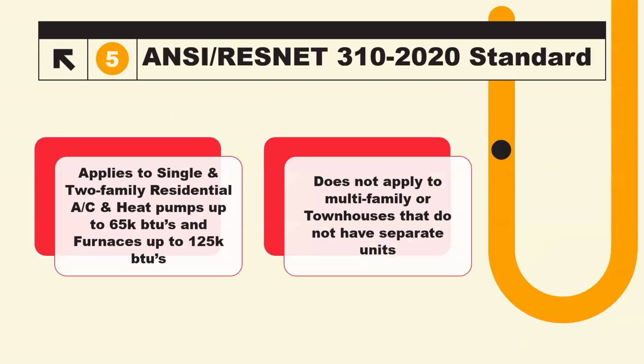So this applies to single and two family residential AC and heat pumps up to 65,000 BTUs, and furnaces up to 125,000 BTUs. This does not apply to multifamily with one HVAC system for all units, including townhouses. They all have to have separate units. You can do townhouses or multifamily if all the units are separate for each building type, apartment, or townhome that's in there as well.